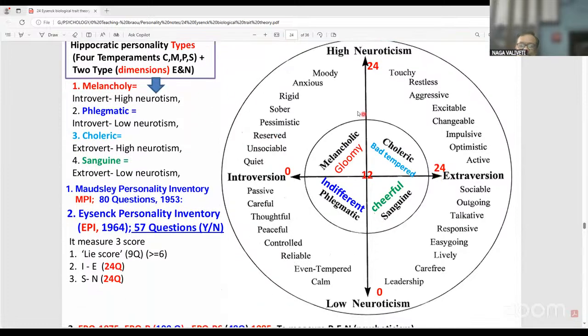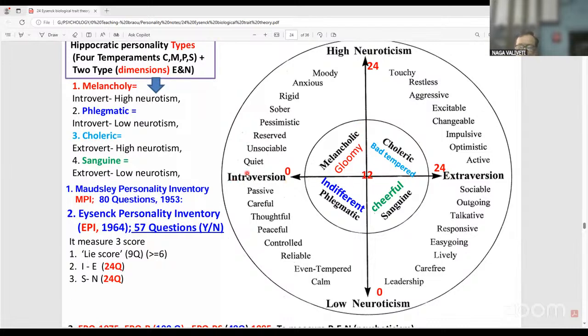If you see the high neurotic, low neurotic, extraversion, introversion, here are the types that Hippocrates mentioned. Choleric means bad-tempered. Here we have high neuroticism and high extraversion. Sanguine is high extraversion and low neuroticism. Like that, he combined them into a graphical presentation.